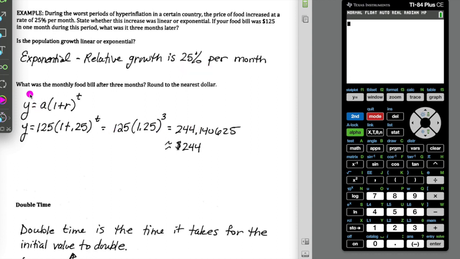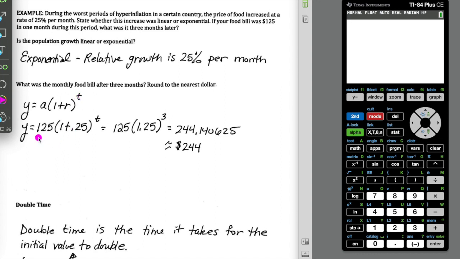So that means when I want to answer this second question, what will be the monthly food bill after 3 months, we need to use the exponential equation. So I'm going to use y is equal to a, and then inside I have 1 plus r. Now I'm using the plus r, not the minus r, because this is a growth. And then we're going to raise that to our unit of time.